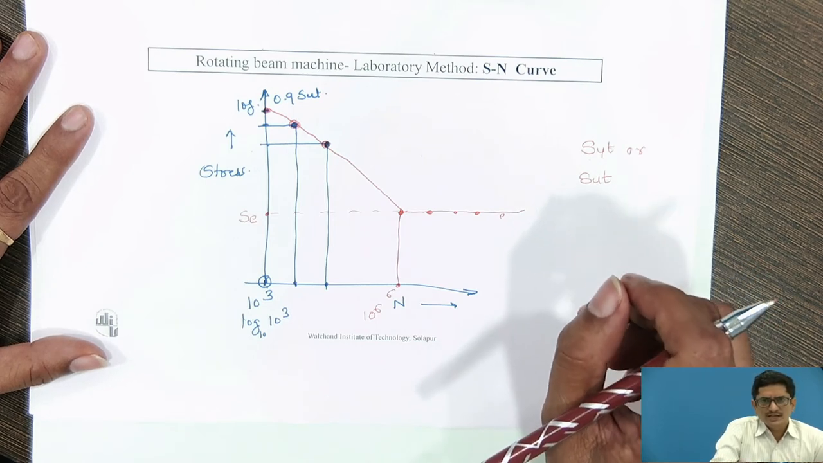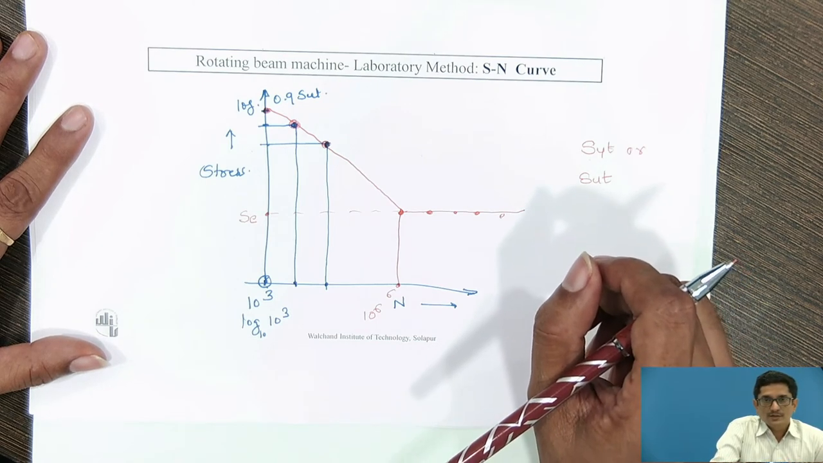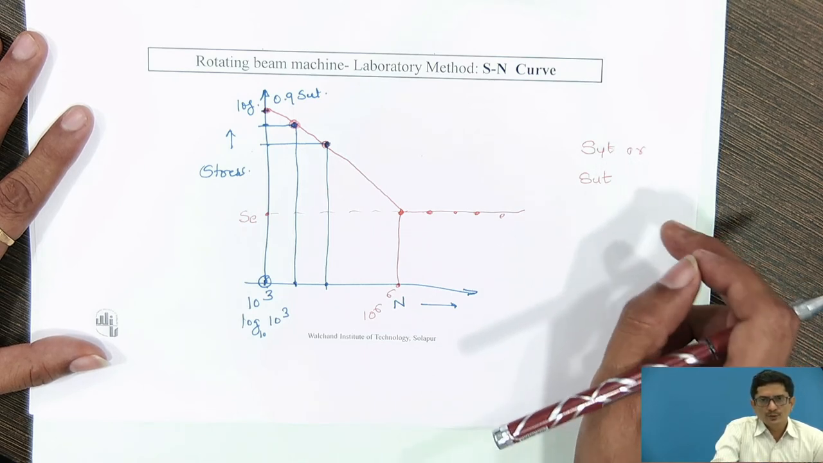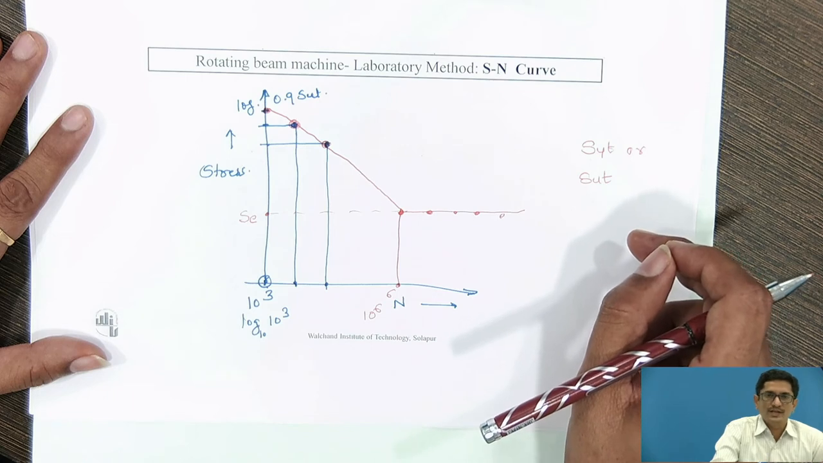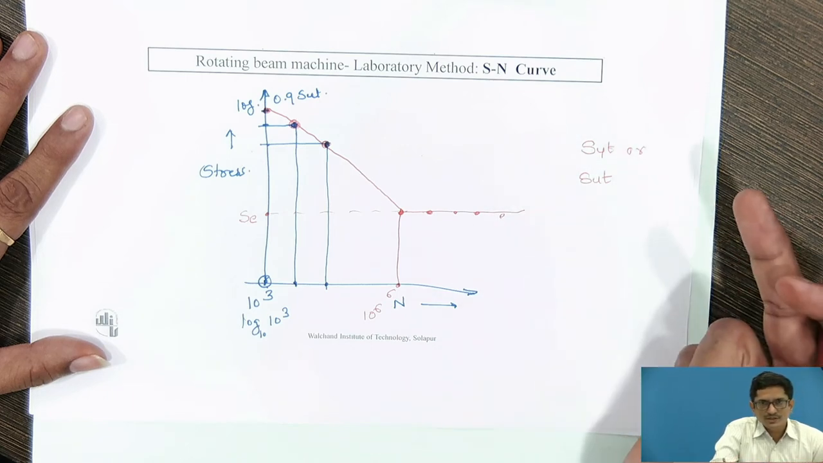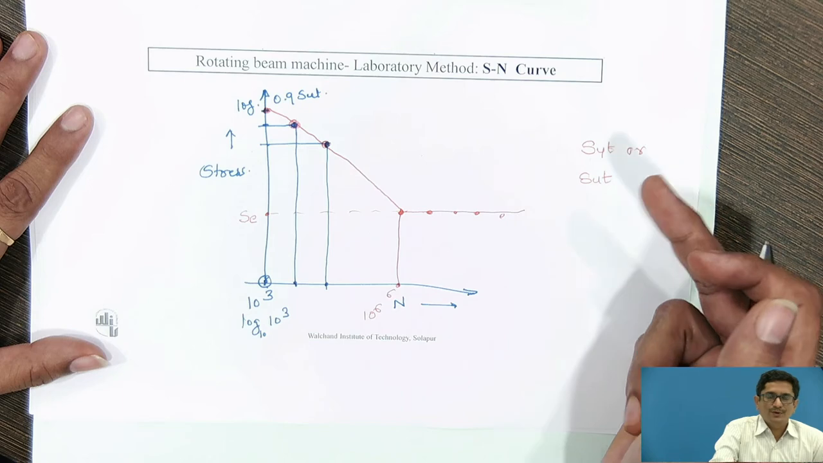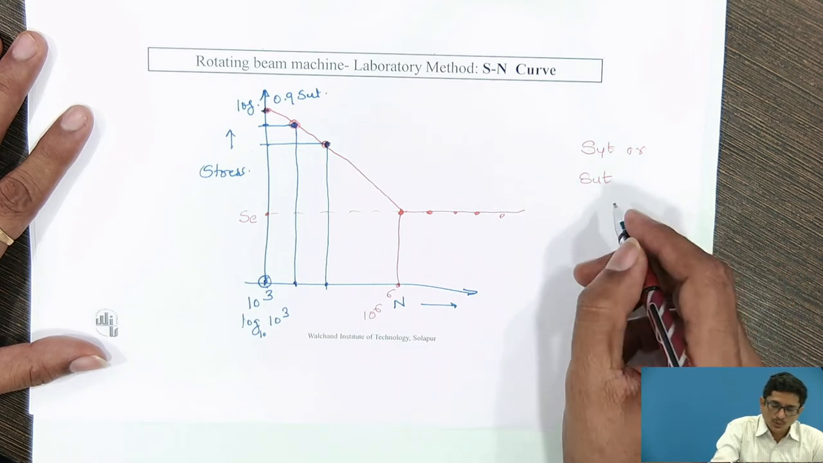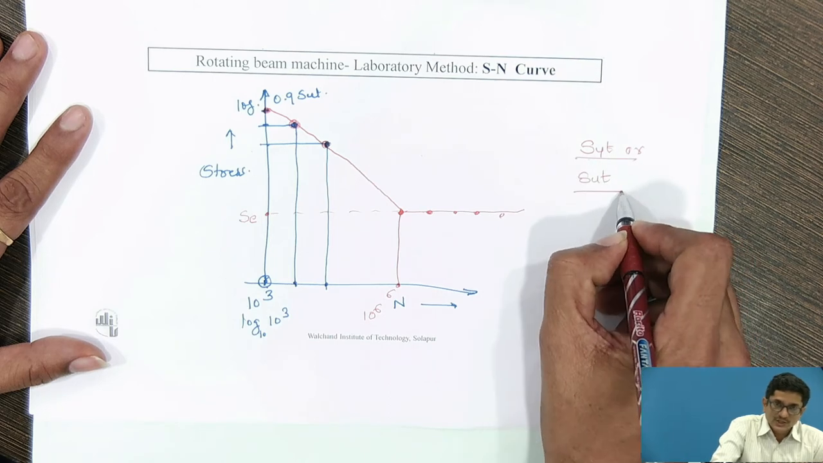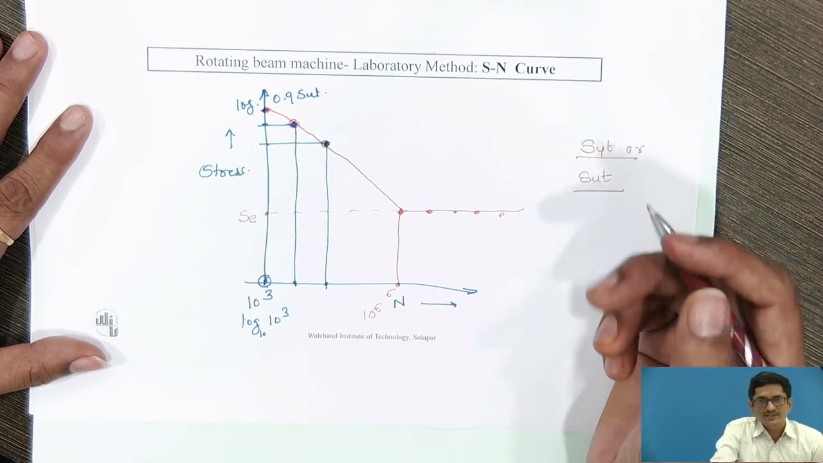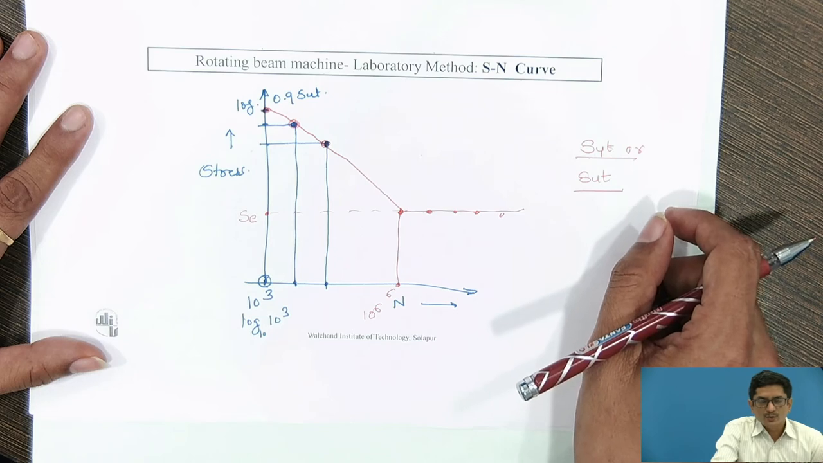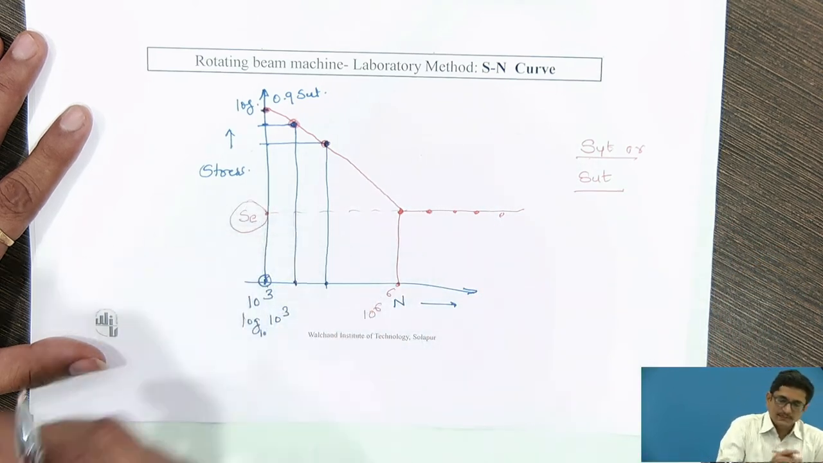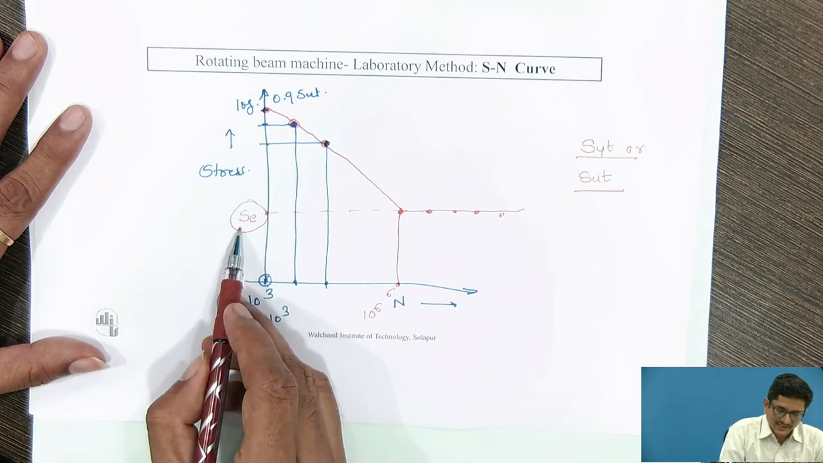However, something has changed. The change is in the type of loading. Therefore, in fluctuating load, we need to change the methodology. In fluctuating load, we need to lower these values. SYT and SUT no longer remain the criteria for design. What remains the criteria for design is the endurance limit SE. Our interest is to get this SE value.